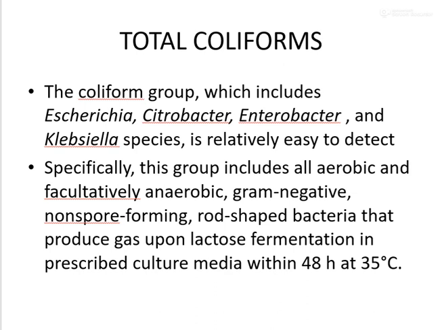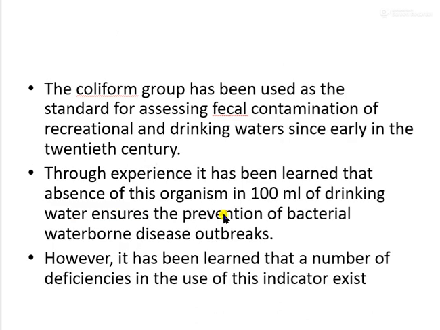So if you find the coliforms, it is a good indicator organism, and it indicates that the chances of fecal pollution is there in the water. The coliform group has been used as a standard for assessing fecal contamination of recreational and drinking water since early in the 20th century. Through practice, it has been learned that the absence of these organisms in 100 ml of drinking water ensures the prevention of bacterial waterborne outbreaks. But of course, sometimes some deficiencies also do exist.